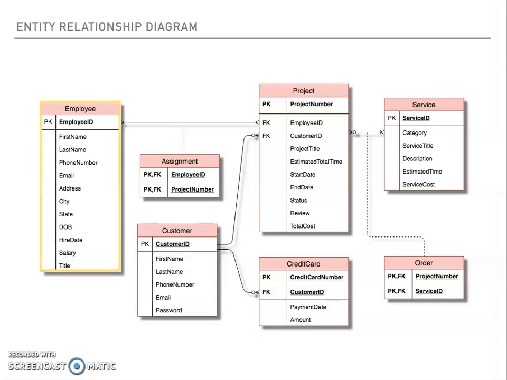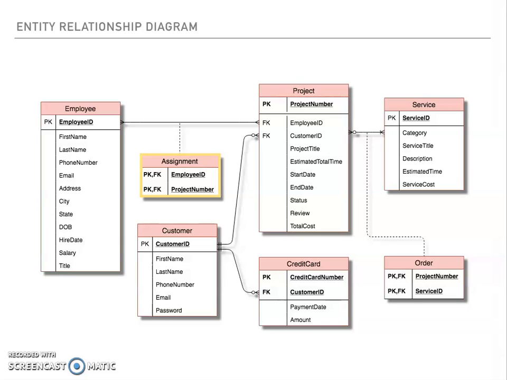employee entity, which has a primary key called employee ID. It has a many-to-many relationship with the project entity. Project number is its primary key. Employee ID is its foreign key. Customer ID is another foreign key. Together they make up a composite entity called assignment.